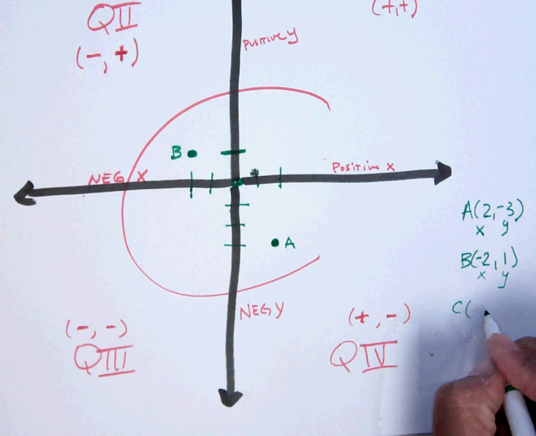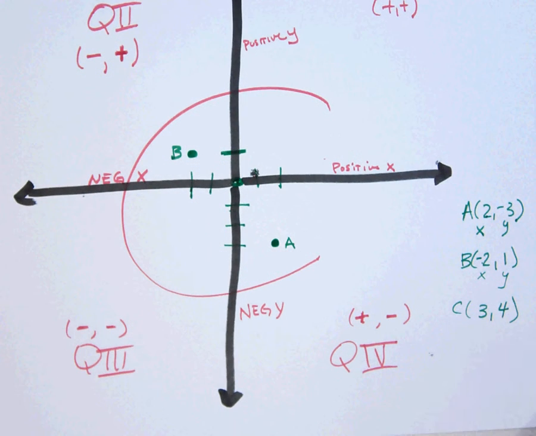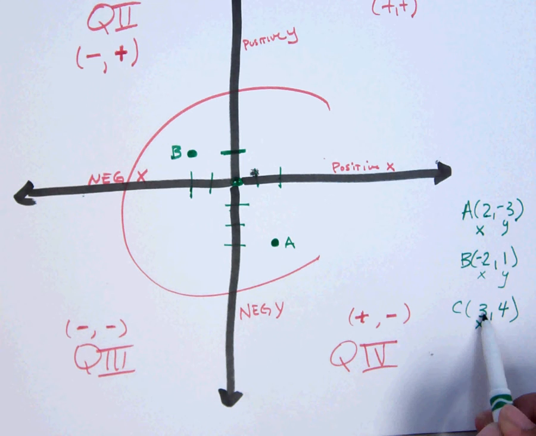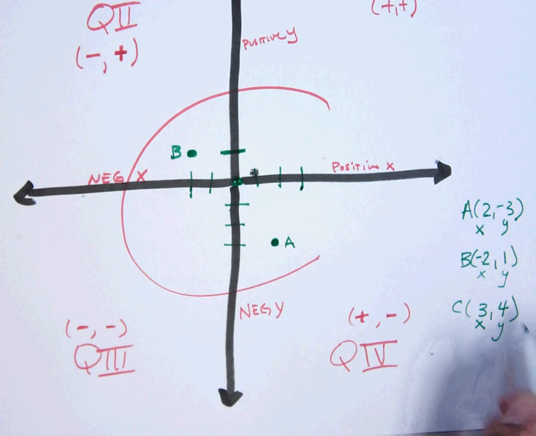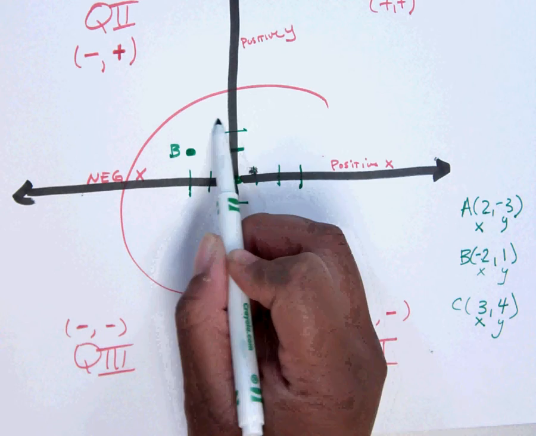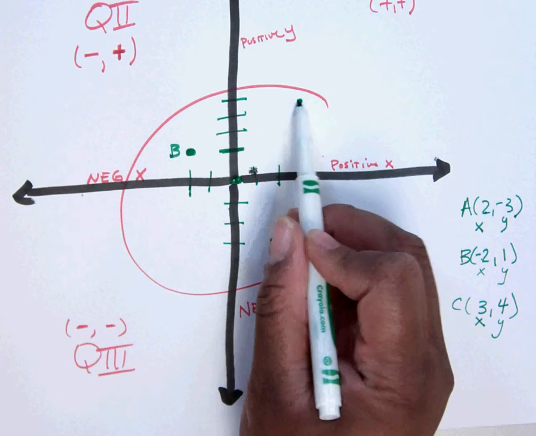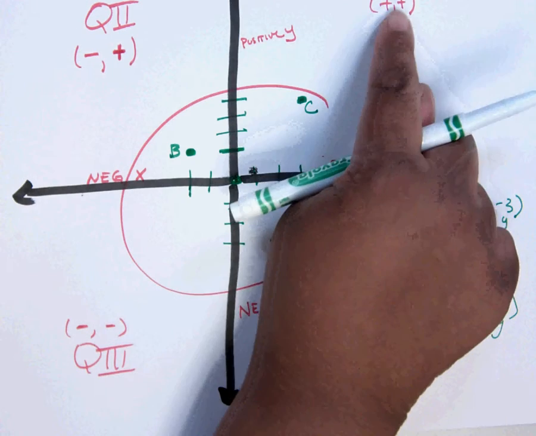If I wanted to graph (3, 4), this is x, so which way do I go? Left or right? Correct, you go right, 3. Now the 4 is positive, and that's y, so I go either down or up. Which one? Up. And that's point C. Positive, positive.